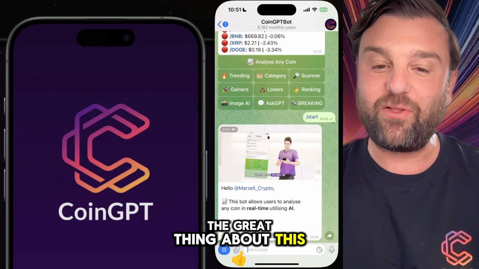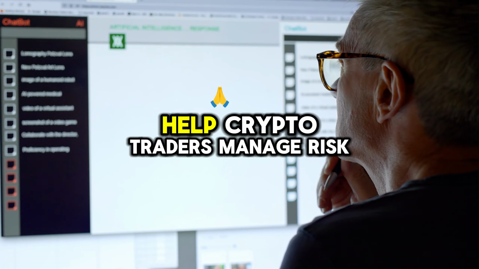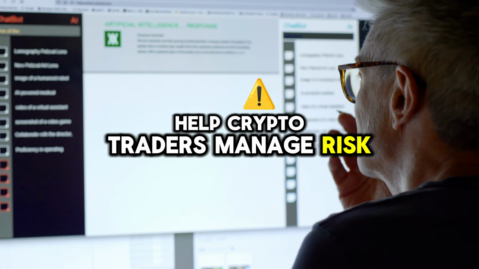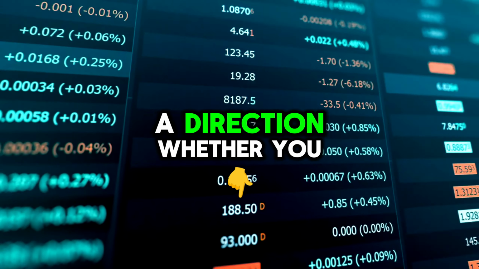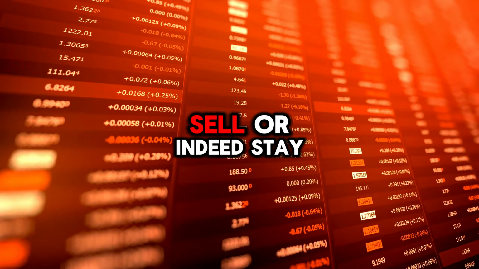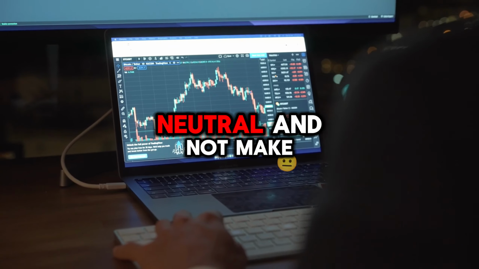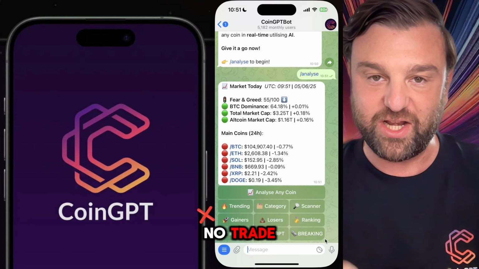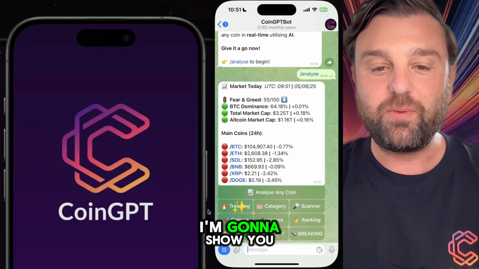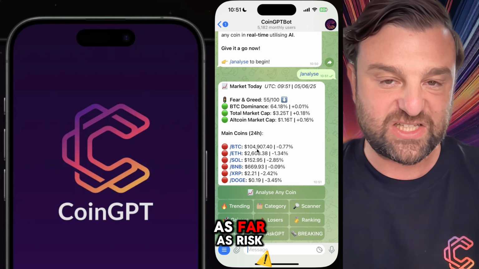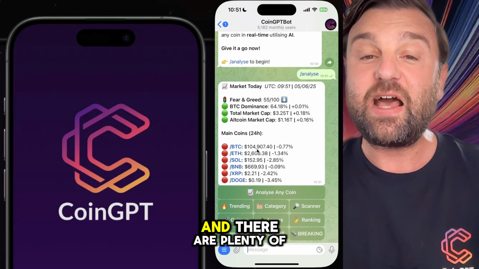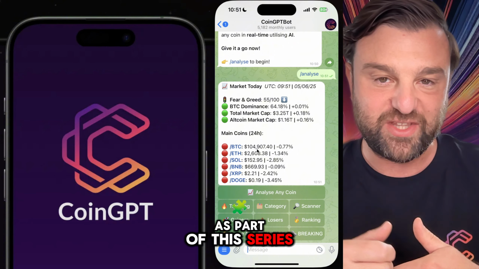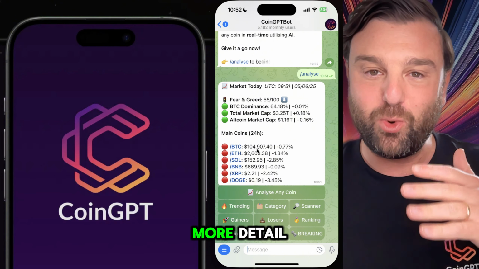The great thing about this bot is it is built to help crypto traders manage risk, get key levels and a direction, whether you should buy, sell, or indeed stay neutral and not make a trade, because quite often that is the best trade, no trade. So in this video, I'm going to show you how to use the bot as far as risk management is concerned. And there are plenty of other videos as part of this series. You can learn about all the features in more detail.